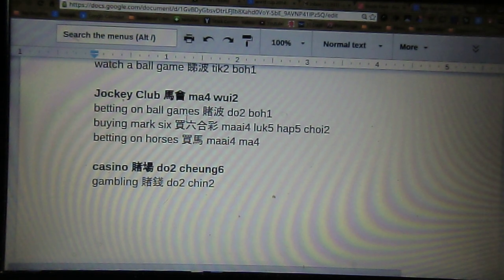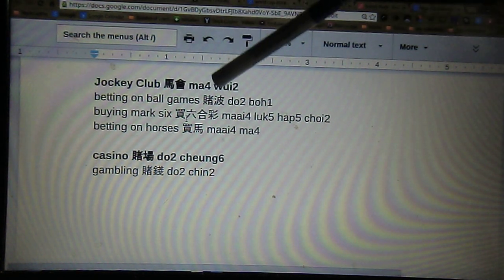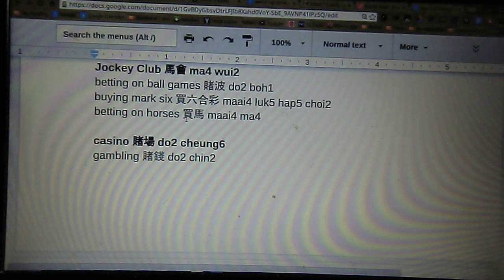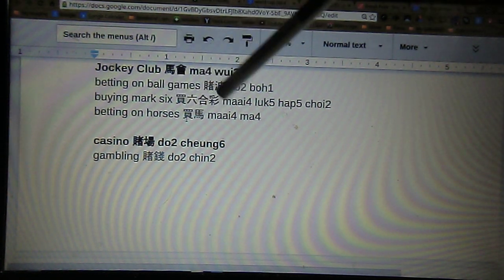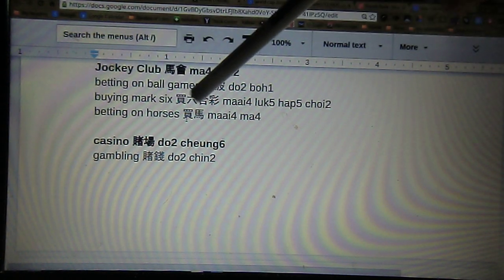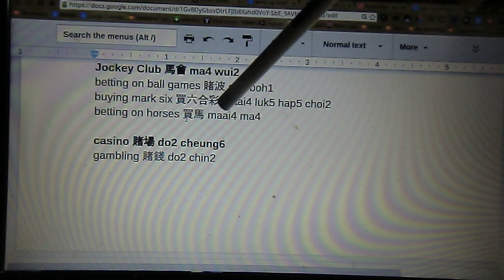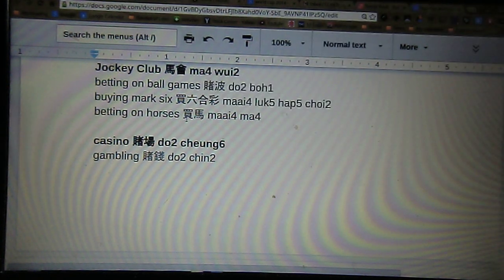And then what do you do? Well, you can 賭波, bet on a ball game. Right? 賭波, betting on ball. It's actually not betting on ball, it's betting on the ball game. Or 買六合彩, buy Mark 6. 買 is buy. Right? And then we have 六合彩. 六 means 6, 合 means combined, 彩 means a lottery. Right? It's a 6 combined lottery. So it's a 6 combo lottery. It's called 六合彩. It's Mark 6.